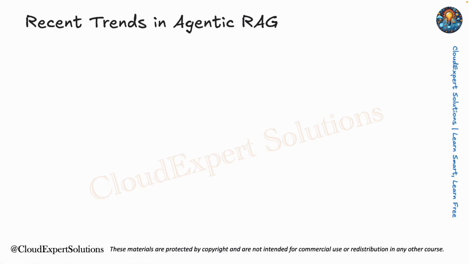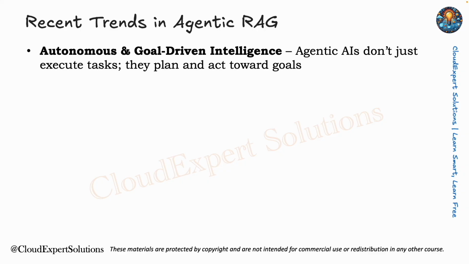Now let's review the recent trends in Agentic RAG. To start with, autonomous and goal-driven intelligence. Agentic RAG systems don't just execute tasks, they plan and act towards a goal. As an example, a sales AI that not only drafts emails but also schedules follow-ups until a deal closes.